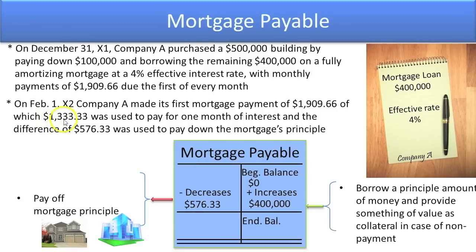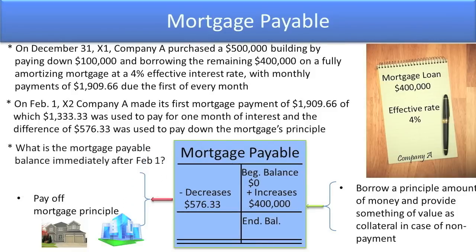This $1,333.33 will certainly reduce the interest payable, but it does not reduce the mortgage payable. Only the excess amount after the interest has been paid will reduce the mortgage payable. So how much is still owed immediately after the February 1st payment? $399,423.67. In the early years of a loan, most of the payment goes towards interest.